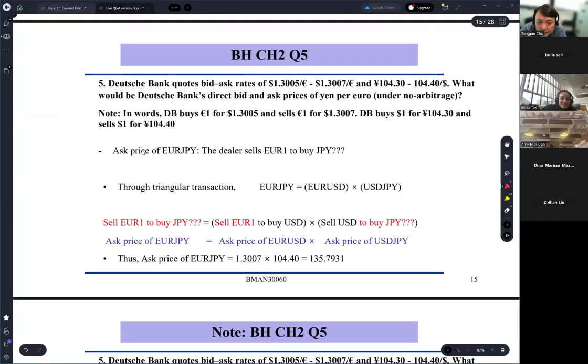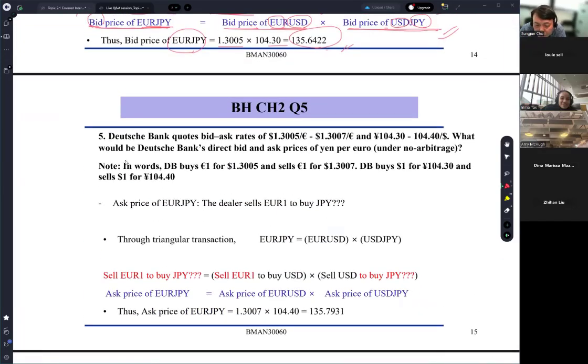Ask price, so we are gonna use exactly the same logic. Ask price of EURJPY. The dealer is going to sell EUR, 1 EUR, to buy a certain amount of yen. We still use triangular transactions. So sell €1 to buy a certain amount of yen. We can decompose this one by using US dollar. So sell €1, buy Japanese yen. First point, last point. In the middle, we have dollar.